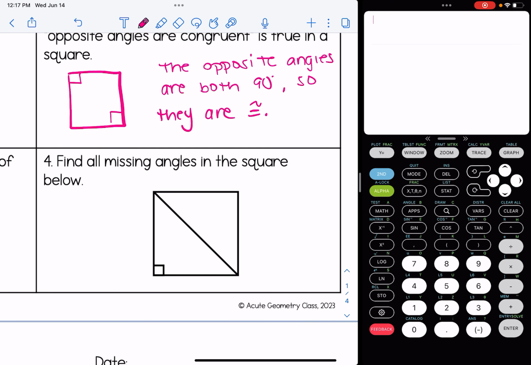Number 4, find all missing angles in the square below. Well, we have another right angle up in the top right. Those are opposite angles. Now we know that these are right angles too that I'm filling in here. But since there is a diagonal drawn, the diagonals bisect the angles, and each of those smaller angles becomes 45 degrees.